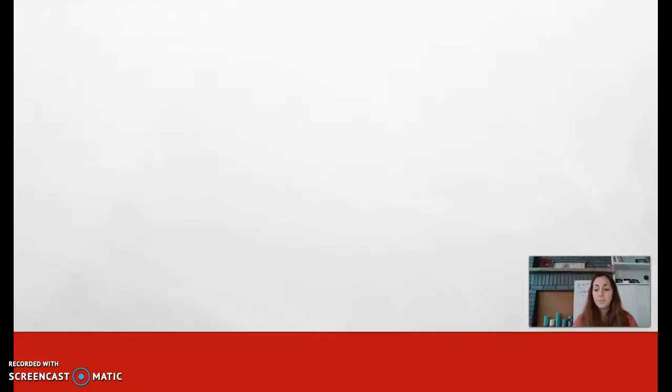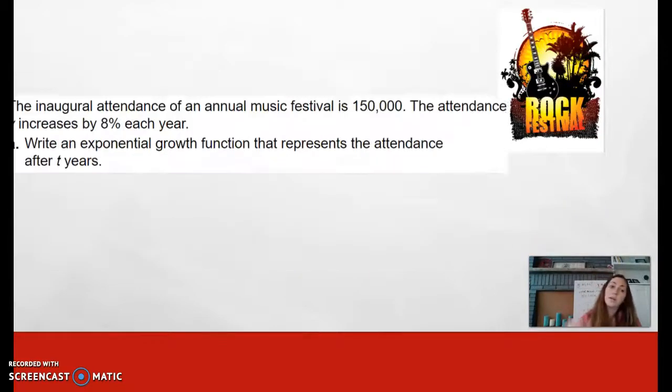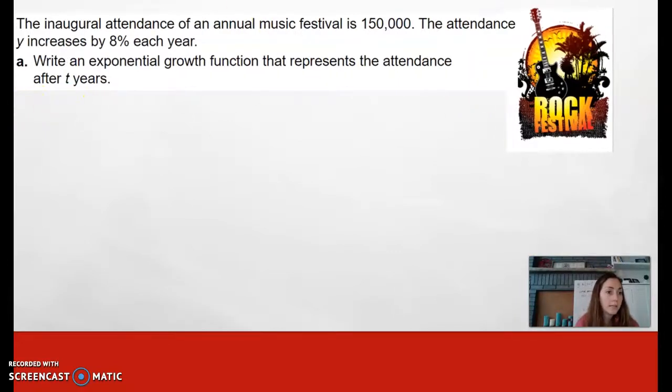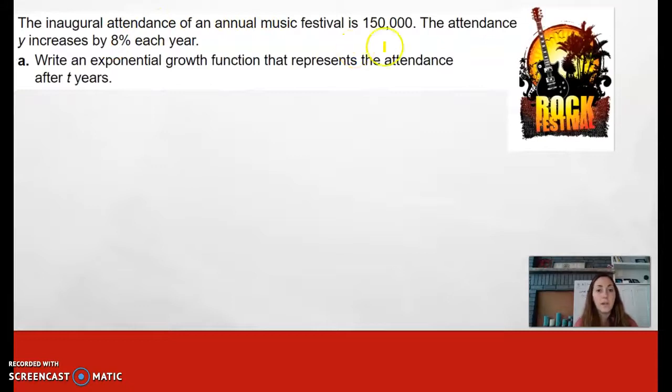This is fun. Okay, so in this festival, some of it is blocked. I can fix that. In this festival, before the very first year, year zero, I should really say, there were 150,000 people. The attendance increases 8% each year. So those two values are crucial, my initial amount and my rate.